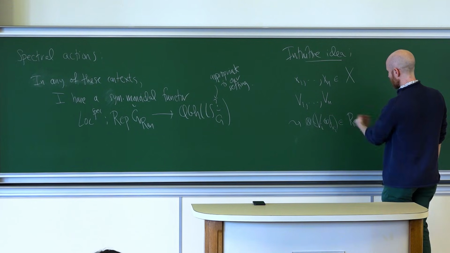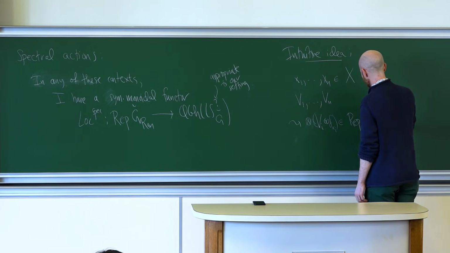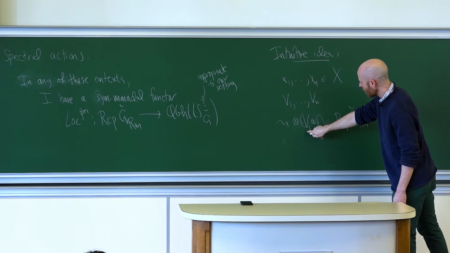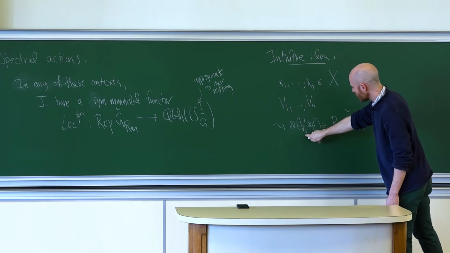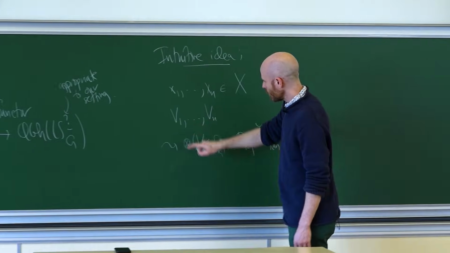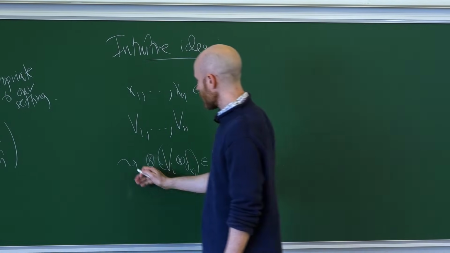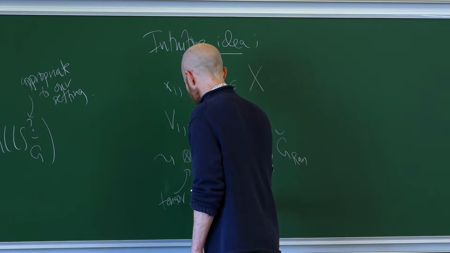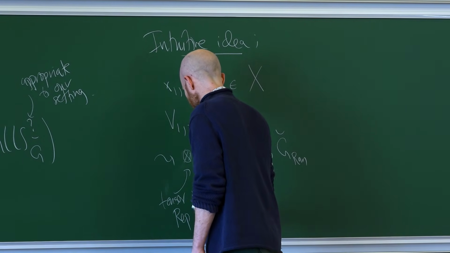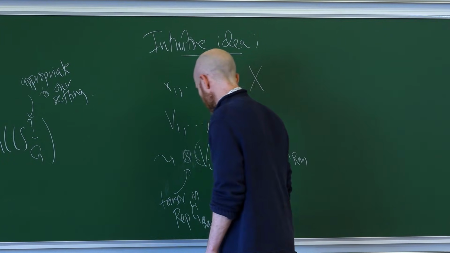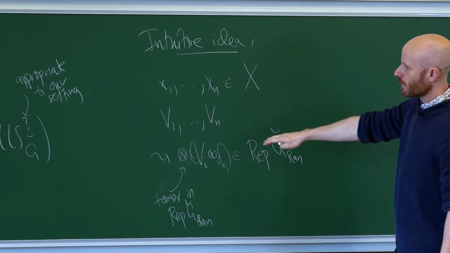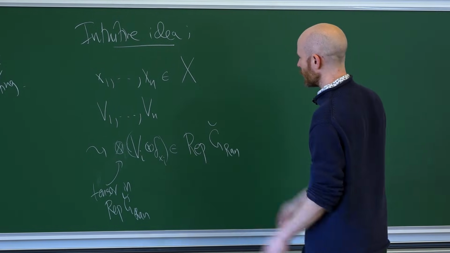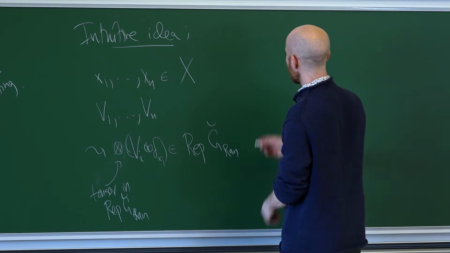So there's some associated object inside of this Rep G check Ran. Namely, I have an object for each one of these points labeled by a representation, and then I can tensor them in Rep G check Ran, which is a symmetric monoidal category. And so this is the object that gives rise to the Hecke functor I wrote over there.